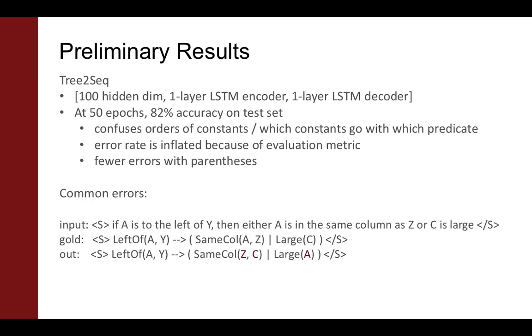For the tree-to-sequence model, it didn't perform as well as far as accuracy, but it seemed to resolve the issue with the parentheses. However, it did also confuse the order of the constants and figuring out which constants go with which predicate.